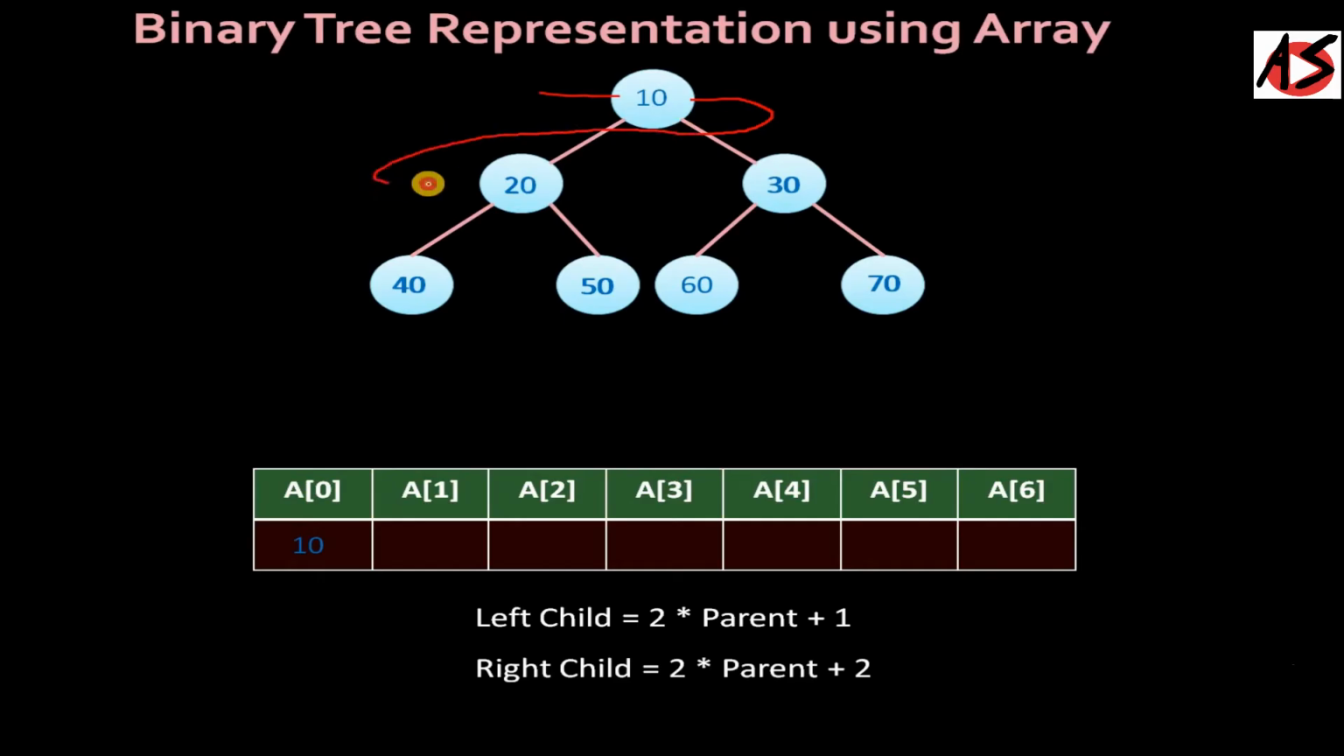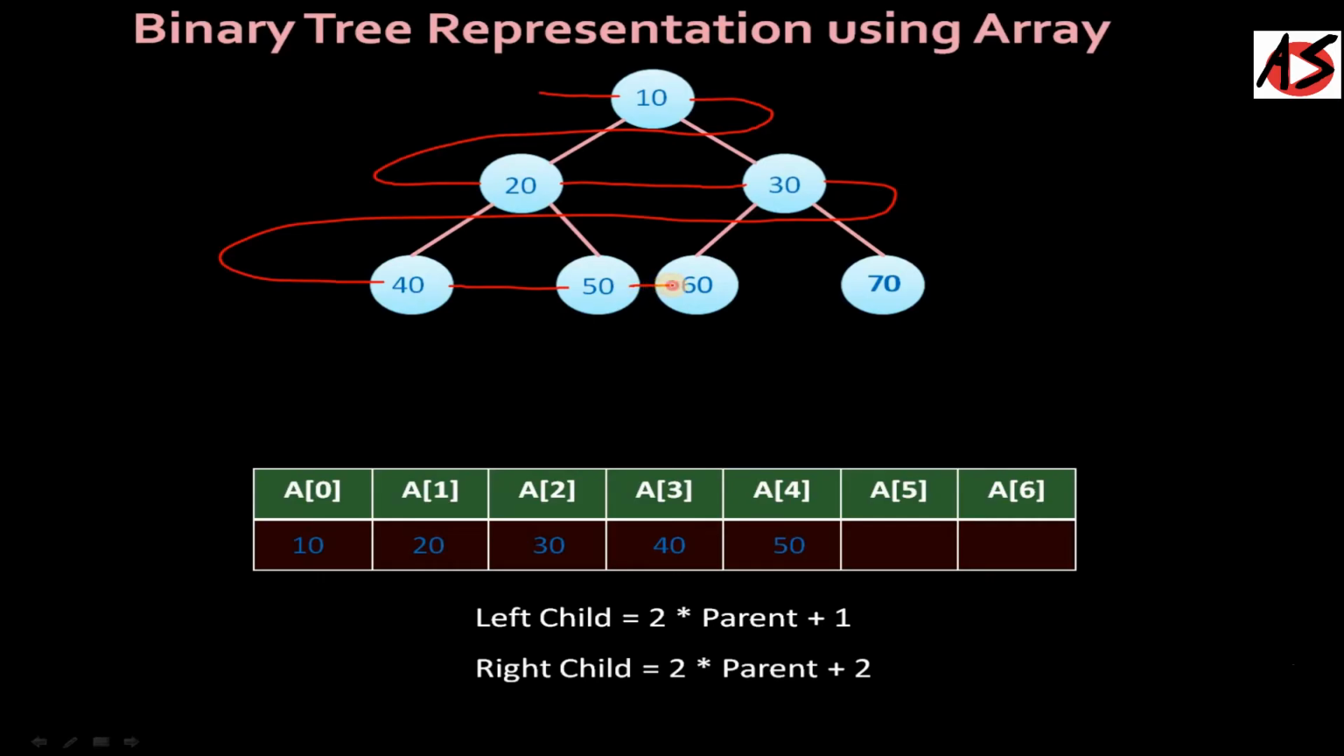Next we go to the second level. We will get 20, so 20 will be copied into the first index. Then moving ahead, we get 30, so we will store 30 on the second index. Then we move to the next level, in which we get 40, so we will store 40 on the third index. Then moving ahead, we will get 50, so 50 we will store on the fourth index.